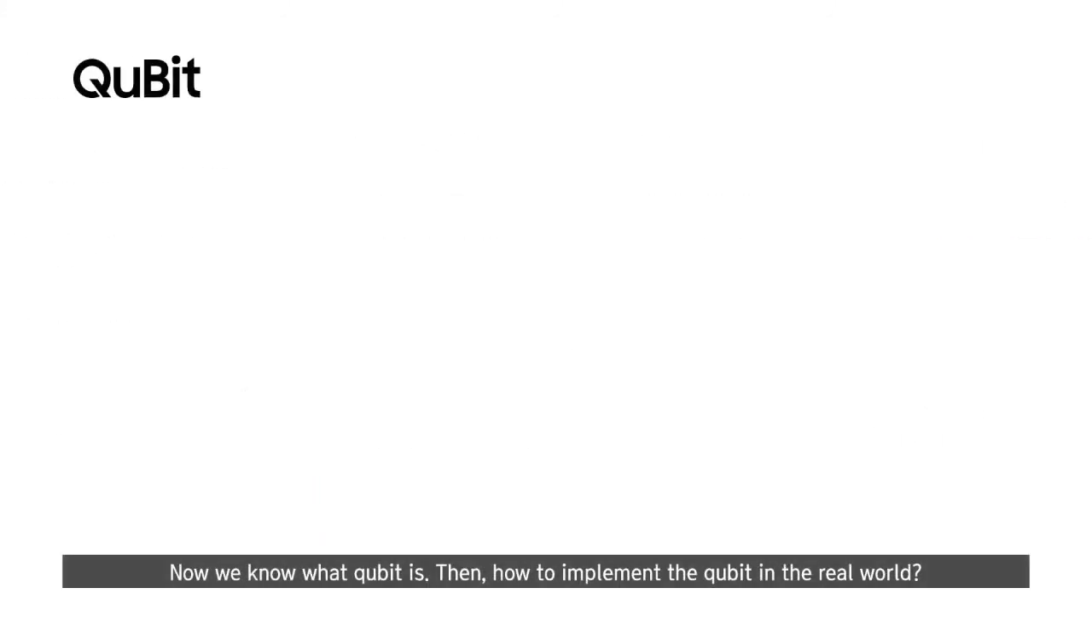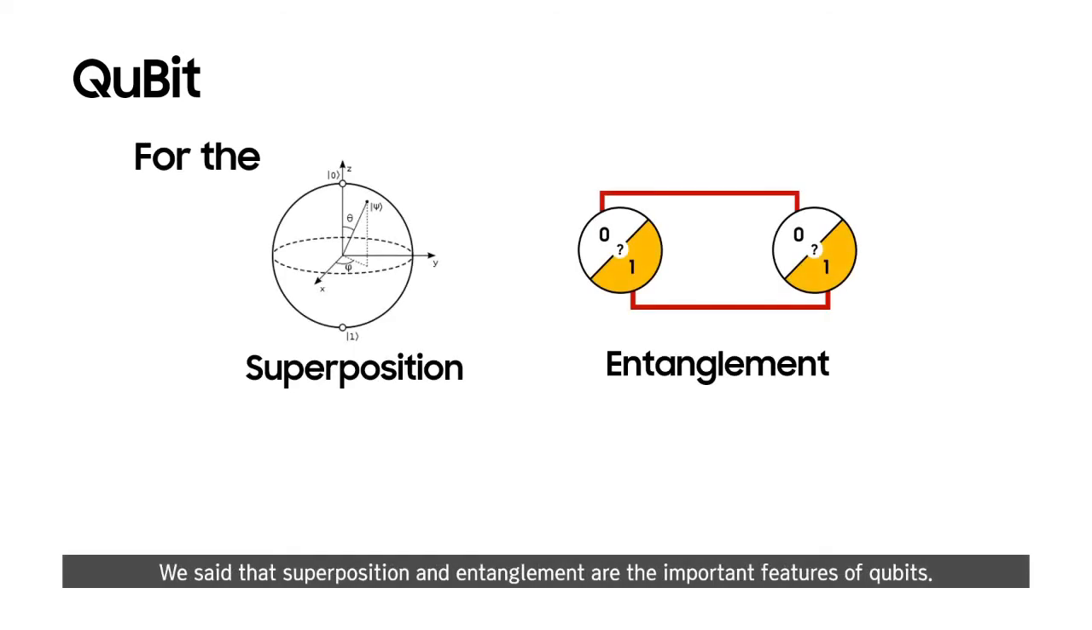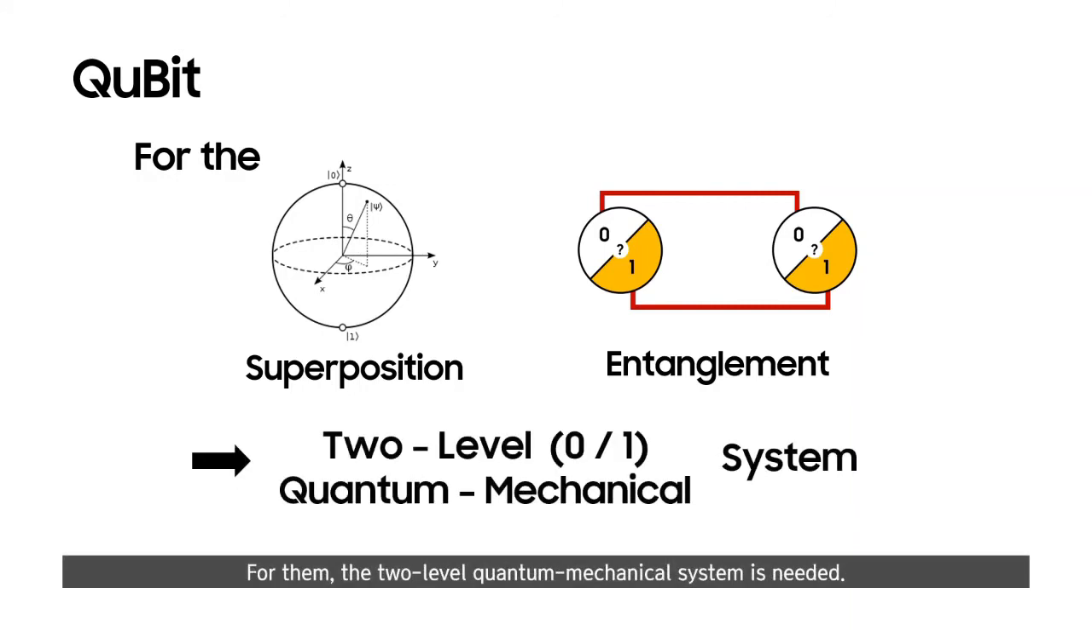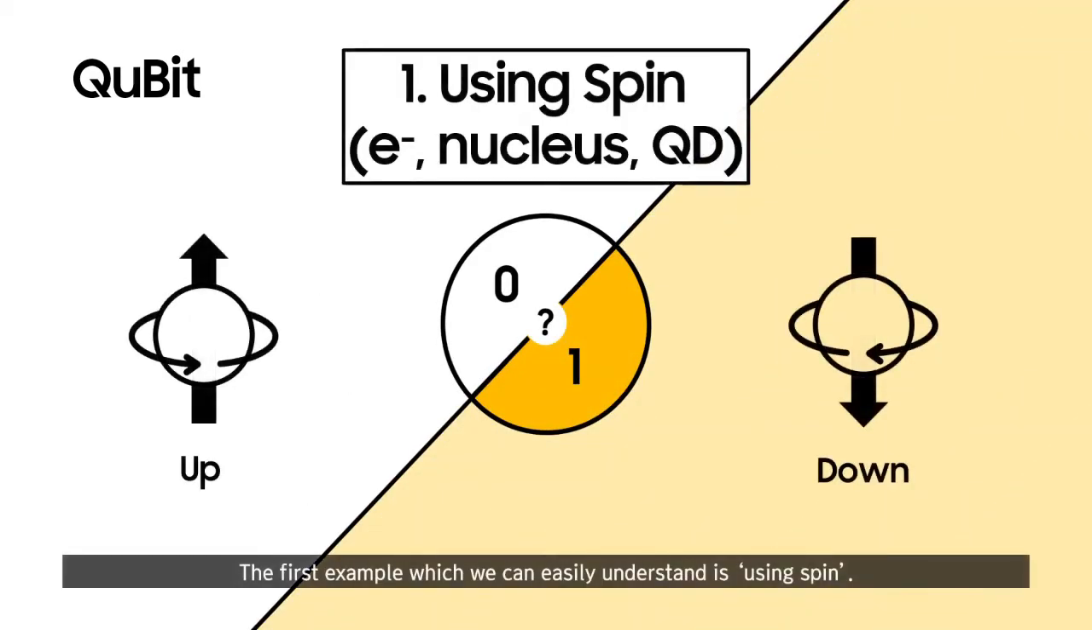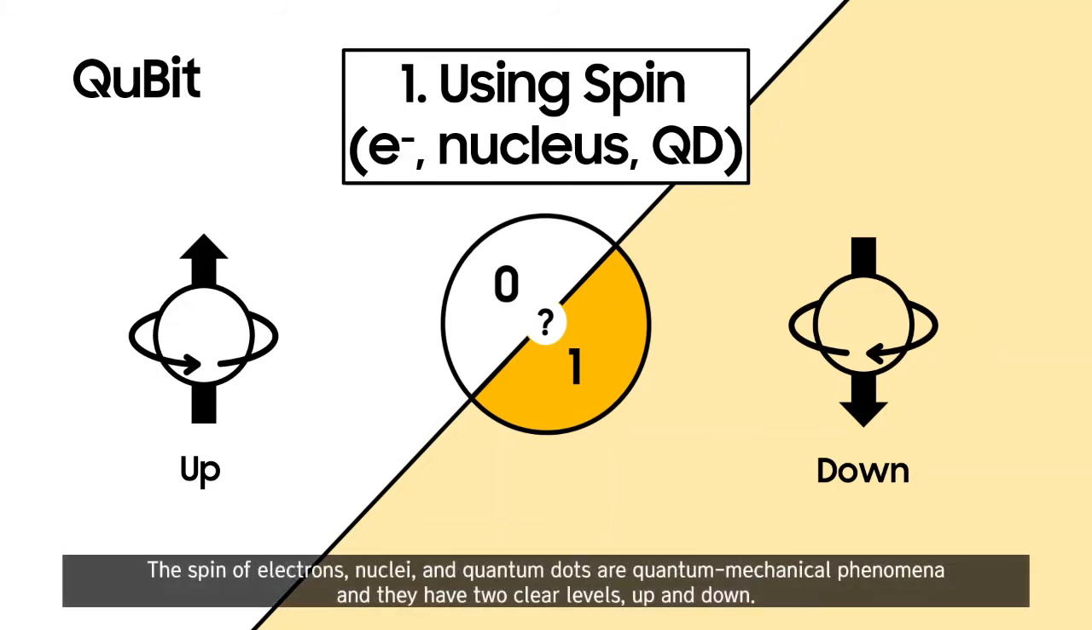Now we know what qubit is, then how to implement the qubit in the real world. We said that superposition and entanglement are the important features of qubits. For them, the two-level quantum mechanical system is needed. The first example which we can easily understand is using spin. The spin of electrons, nuclei, and quantum dots are quantum mechanical phenomena, and they have two clear levels, spin up and down.